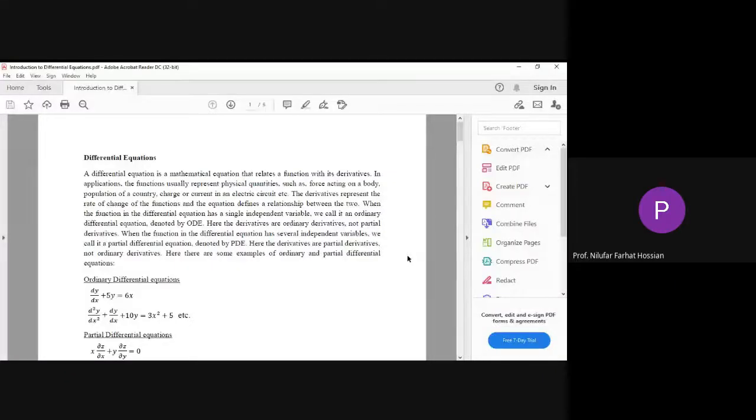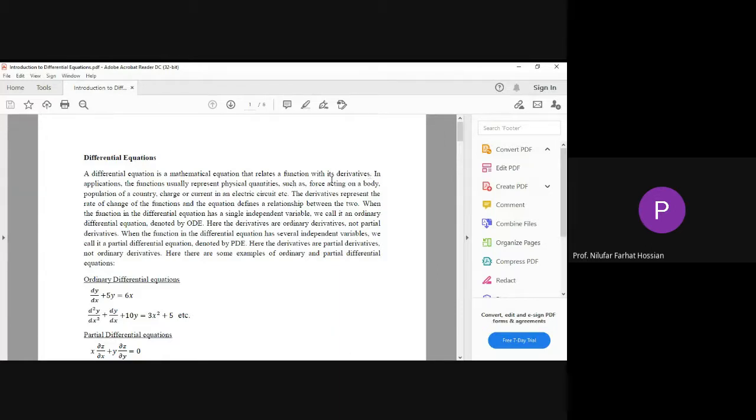So let us now start differential equations. It will be just an introduction for us today. So what is a differential equation? A differential equation is a mathematical equation that relates a function with its derivatives.